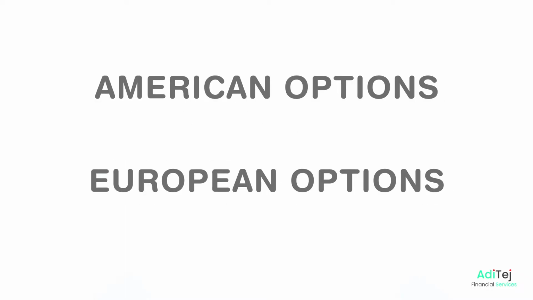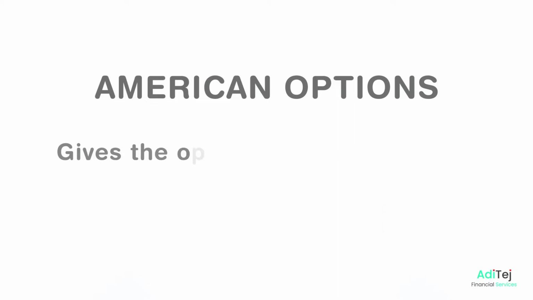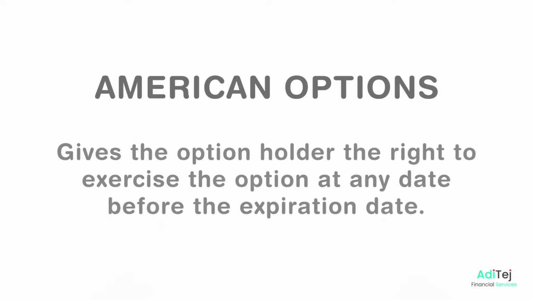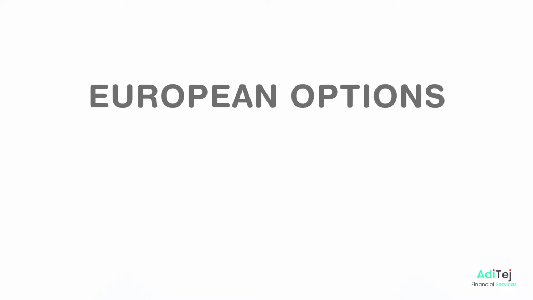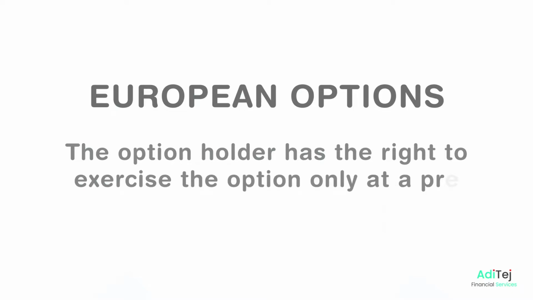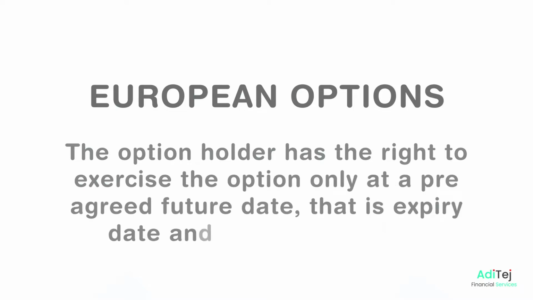There are two option standards followed across the globe: American options and European options. American options give the option holder the right to exercise the option at any date before the expiration date. Whereas in European options, the option holder has the right to exercise the options only at a pre-agreed future date, that is the expiry date, and a pre-agreed price.